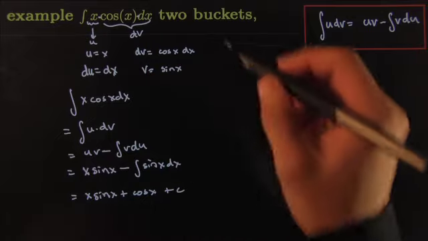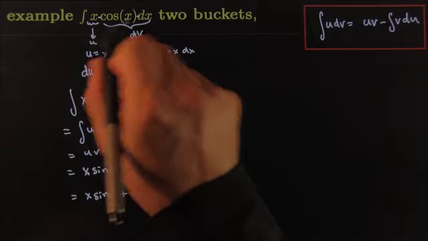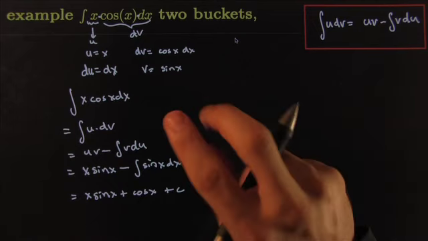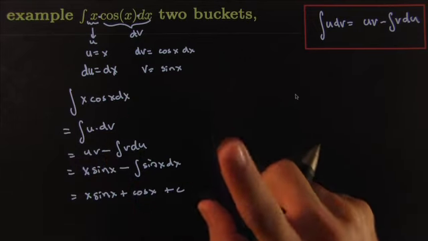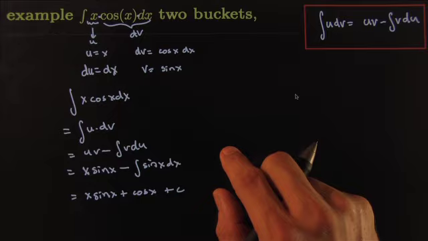That's our first integration by parts. It's just a matter of separating this into u's and dv's. Alright, that's like the easiest example. Come back for some more interesting examples if you like.